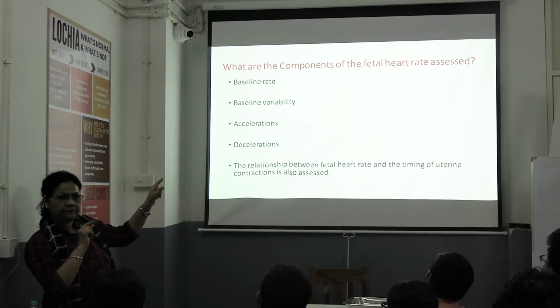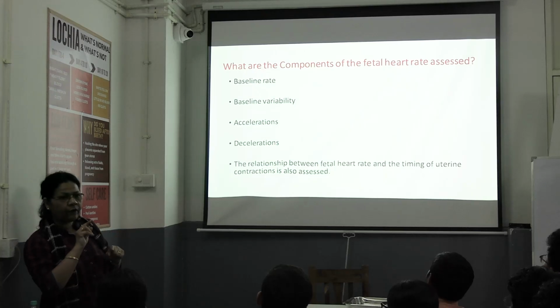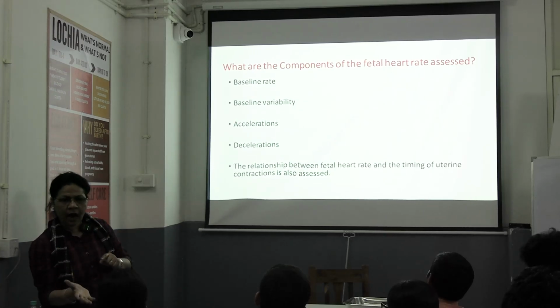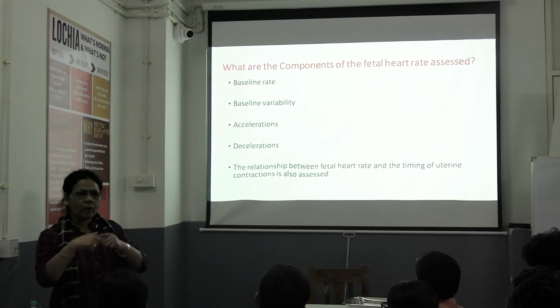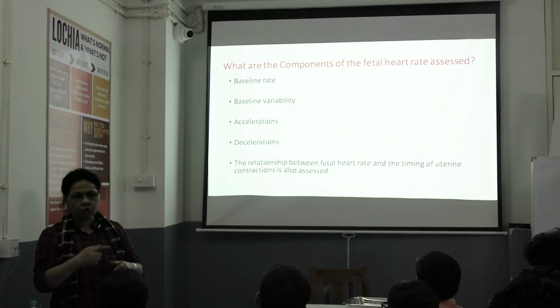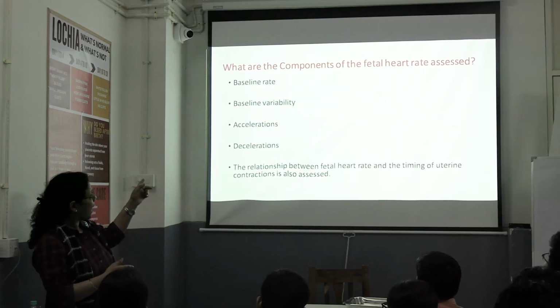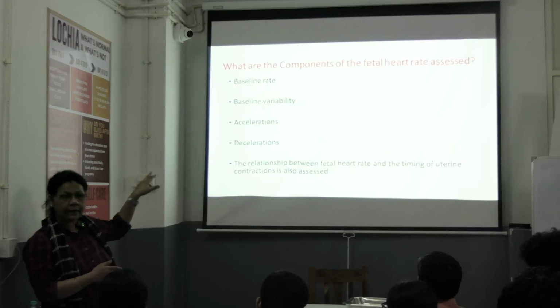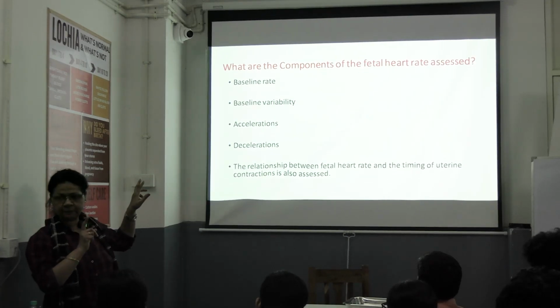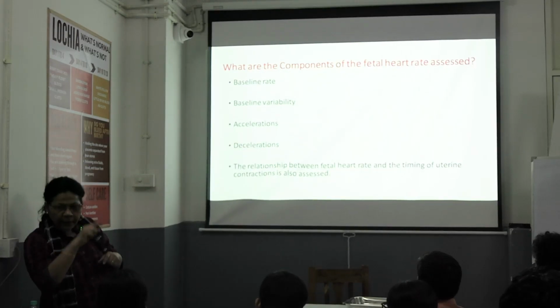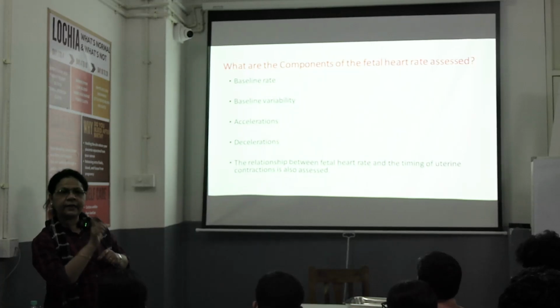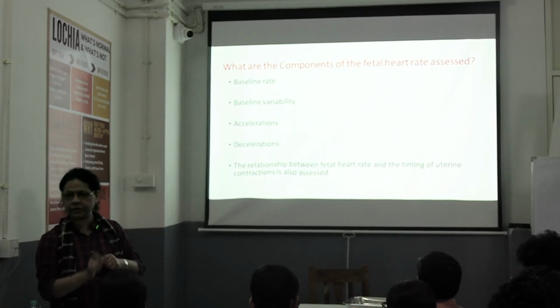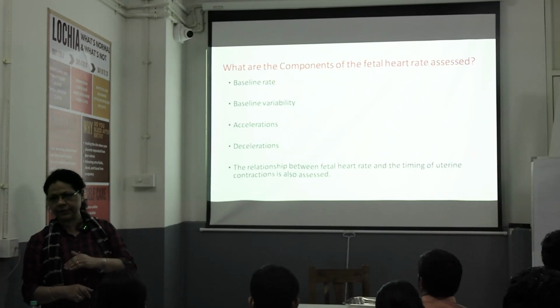That is the baseline variability. Then there will be accelerations. That means sometimes the heart rate will go up. When you do any activity, your heart rate goes up. So when the fetus is moving, heart rate may go up. So that is also a criteria of a healthy fetus. And deceleration, heart rate may go down. So there are types of decelerations: early, late and variable decelerations.